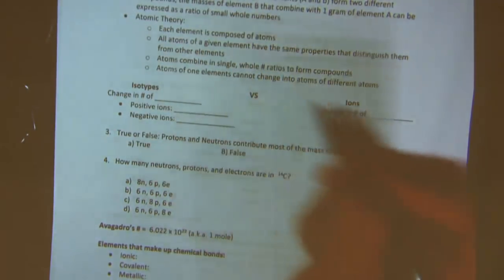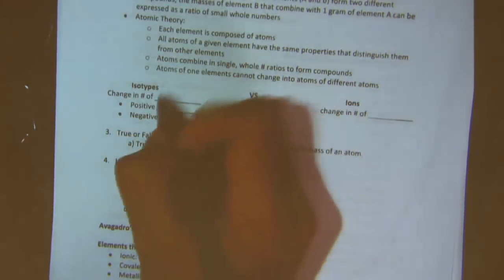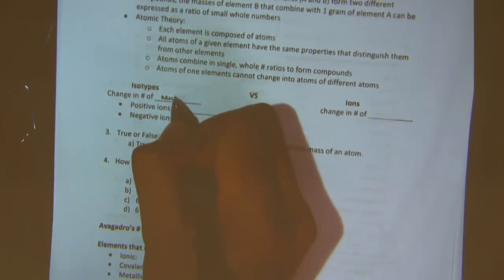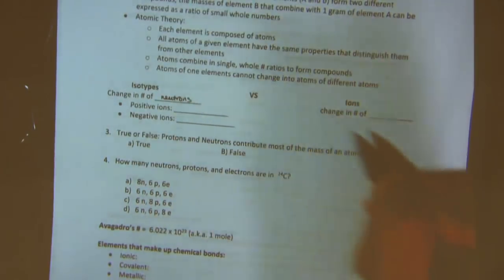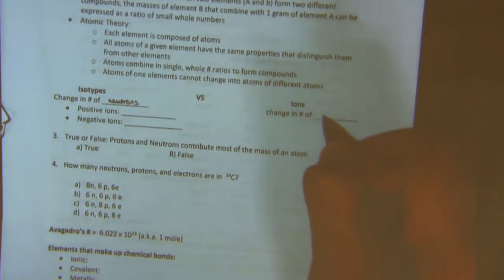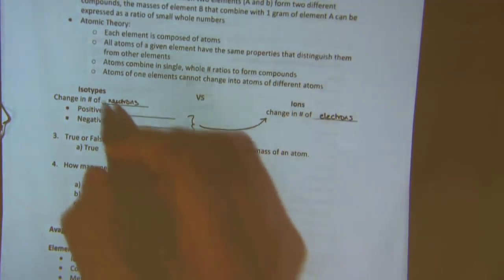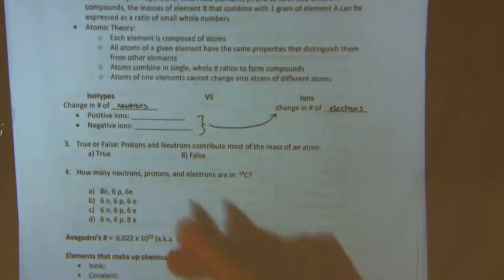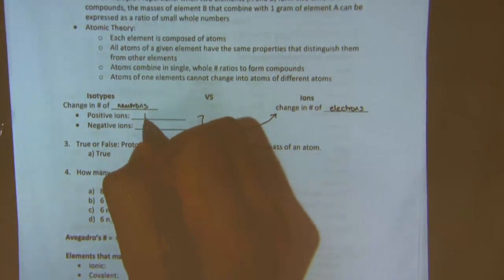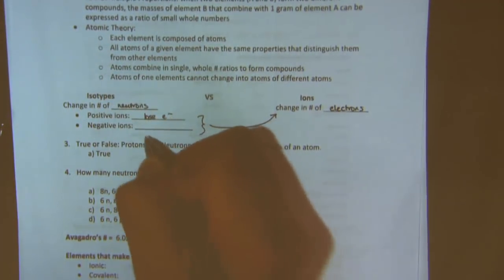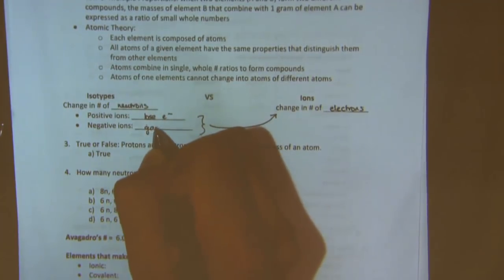So we have isotopes versus ions. Isotopes are changes in number of neutrons, and ions are changes in number of electrons. And sorry, this stuff should all be correlated to this part, but for whatever reason the formatting put it here. So we have positive ions in which they lose electrons, and we have negative in which they gain.